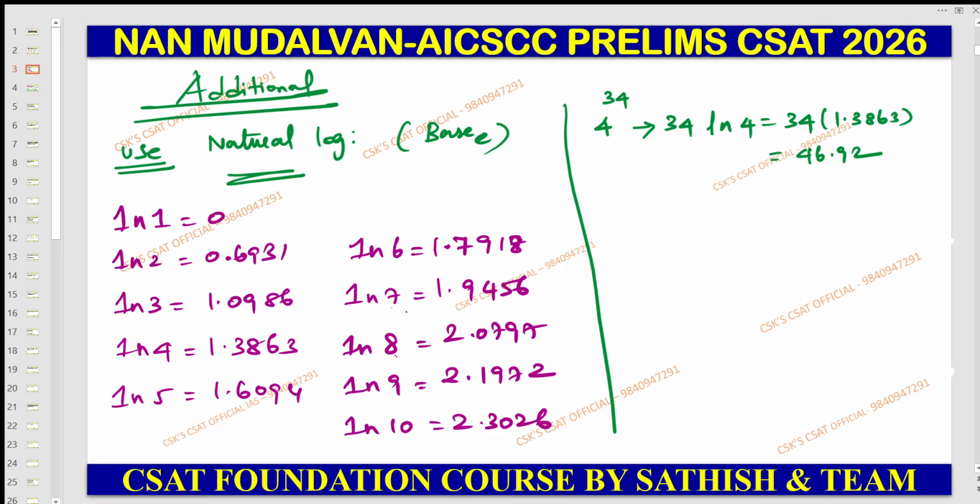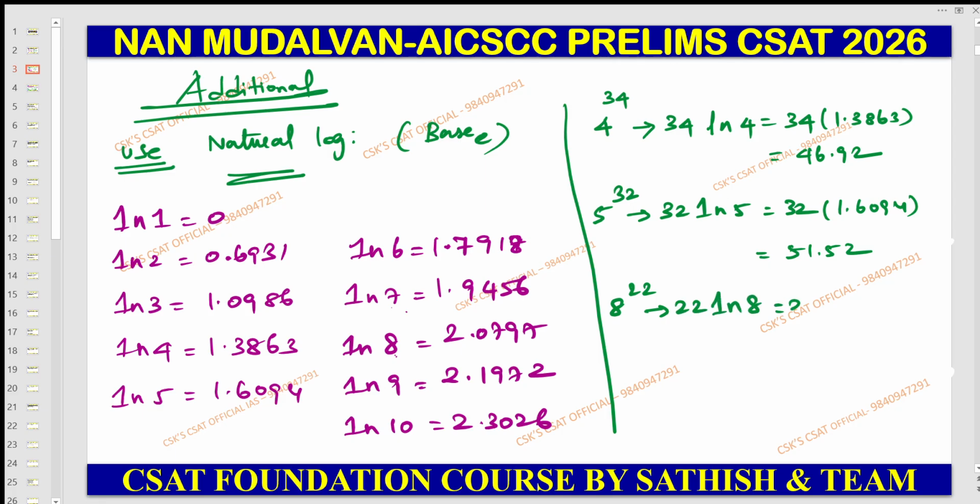Next, what is the next one? 5 power 32 in the question. If you take ln, it is 32 ln 5. ln 5 is nothing but 1.6094. If you multiply this, you get 51.52. Next, the next one is 8 power 22. So 22 ln 8, and ln 8 is 2.0794. This becomes 45.54.